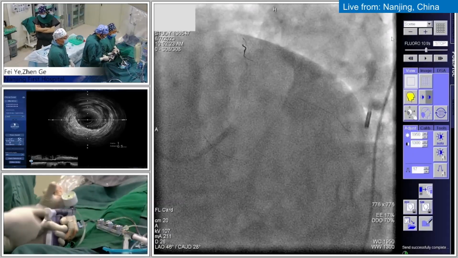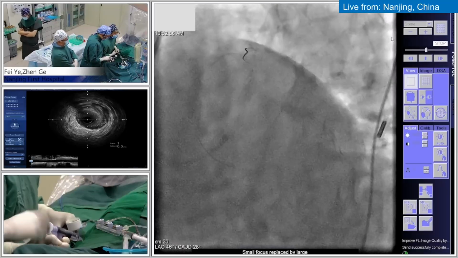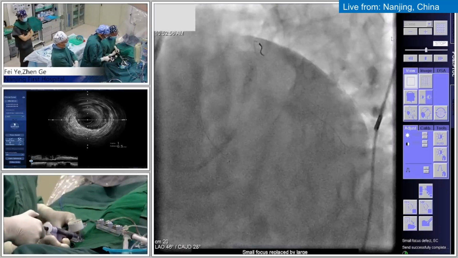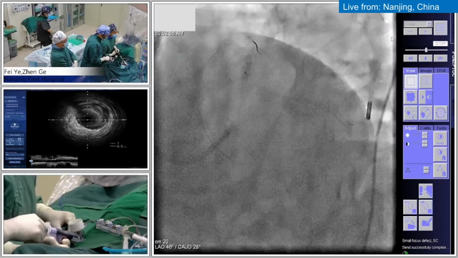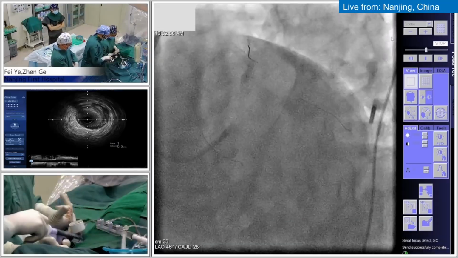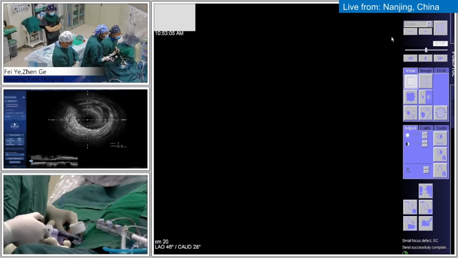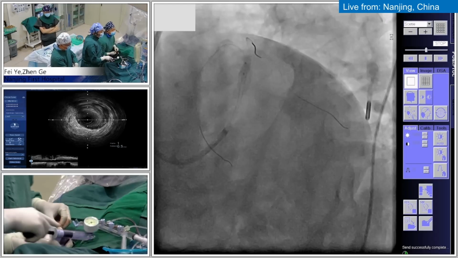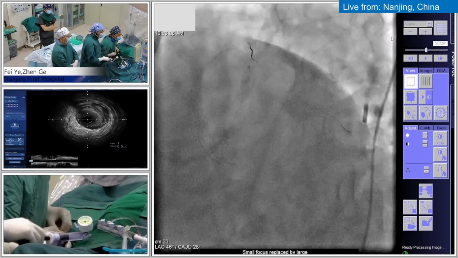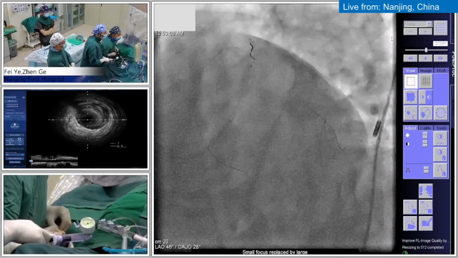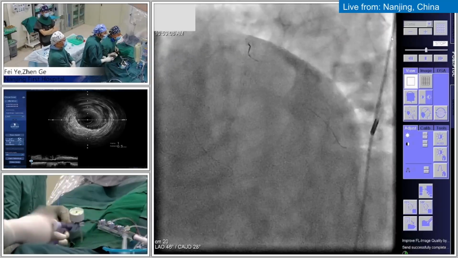The key point of the initial POT and the final POT: in the initial POT, we cannot cross over the carina tip. In the final POT, we just touch the POC. This is the 5.0 balloon.